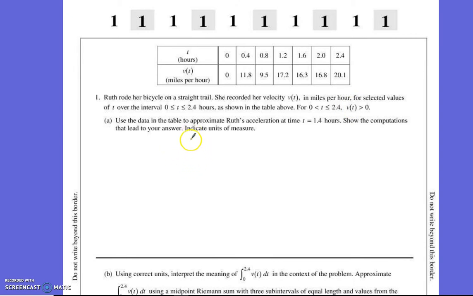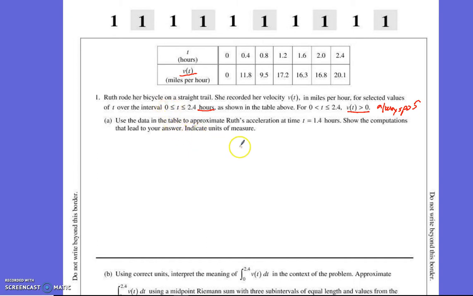Okay, let's do question number 1. So we got Ruth riding her bicycle on a straight trail, and we get the velocity. So again, ding ding ding. If we want distance, we need to integrate this. If we want acceleration, we need to take the derivative of it. In miles per hour, for the selected value between 0 to 2.4 hours. Noticing your units are hours at this point. We're given that her velocity is always positive. Okay, so that's important.